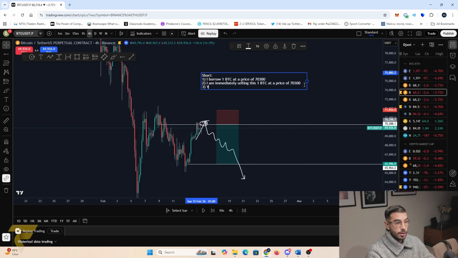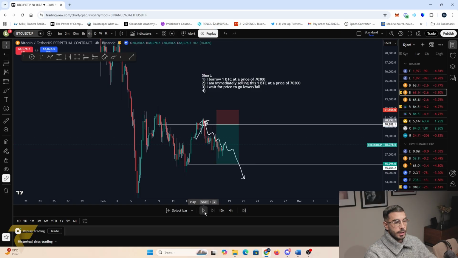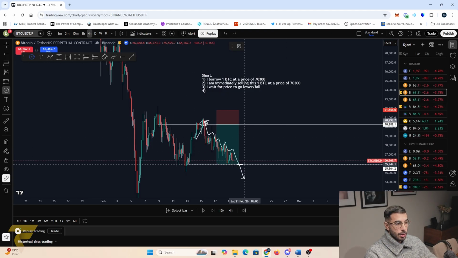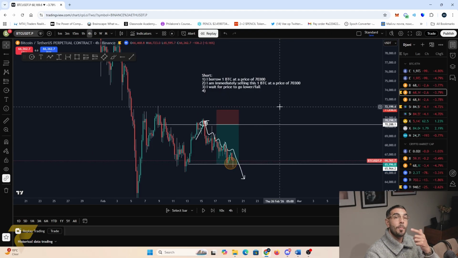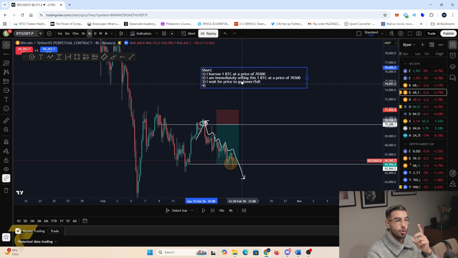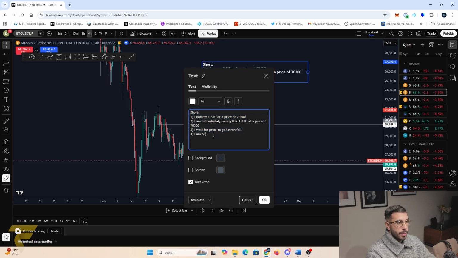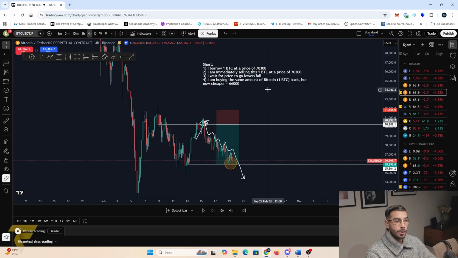So 3, we hope and we wait. I wait for price to go lower or to fall, so to say. And then eventually, as you can see here, in this case, the trading setup would have been a W. And whenever price comes to this particular point, I am buying this one single Bitcoin back at a price of 66,000. I am buying the same amount of Bitcoin, which is one Bitcoin, back, but now cheaper. And in this case, at a price of 66,000.